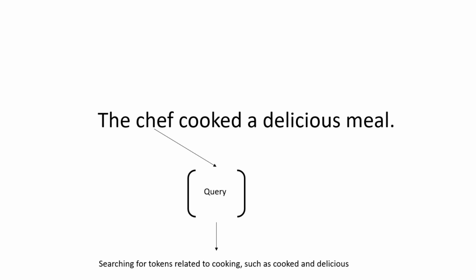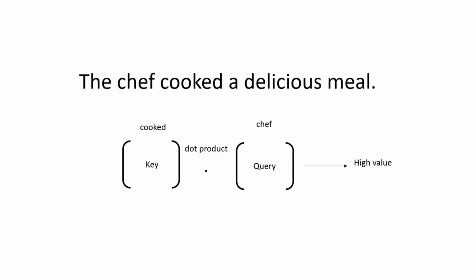For example, the key vector for cooked would contain features like it is an action indicating something done by a subject and likely to be linked with a subject, chef, and an object, meal. When there is a strong connection between two tokens, it appears as a high dot product between their q and k vectors. For example, if the q vector for chef aligns well with the k vector for cooked, this suggests that the chef is actively engaged in the action of cooking.